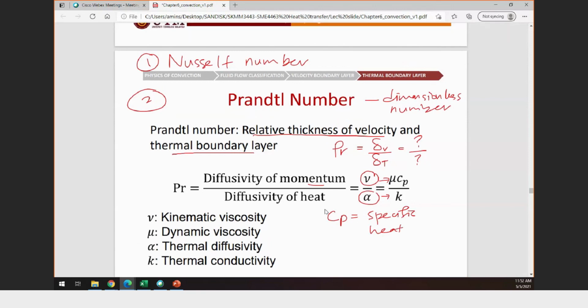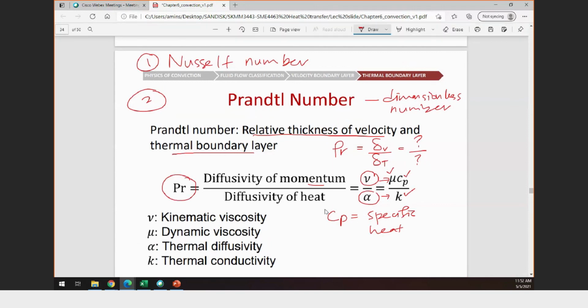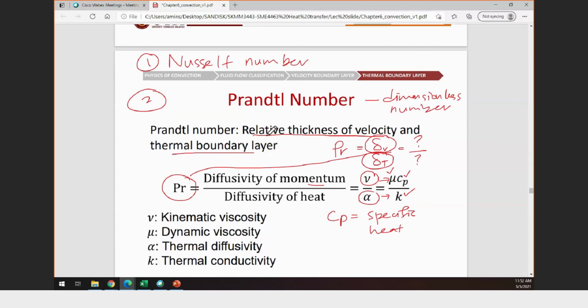Okay, so that's why in the early part we need to know the Cp, the k value, and the viscosity. All of these will be translated into a new dimensionless number called the Prandtl number, which is used to define the thermal boundary layer as well as the velocity boundary layer.